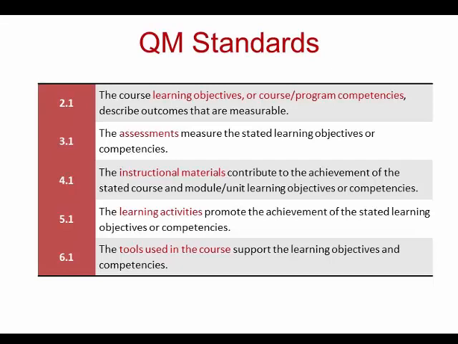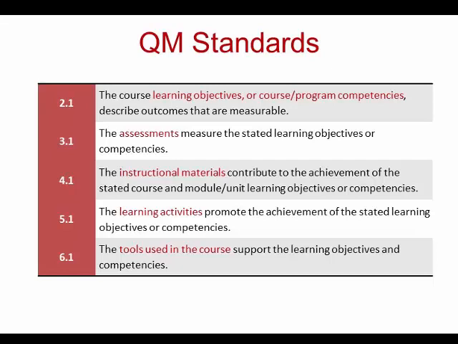So, 2.1 is the course learning objectives or course program competencies describe outcomes that are measurable. So that's a straight standard. We're going to start with that. We need to have measurable objectives. So if you don't have measurable objectives, refer to resources on Bloom's taxonomy to find measurable verbs that you can use. CTL has resources, and we want to include both goals and objectives that are measurable. And I'm going to show you some examples as we go.